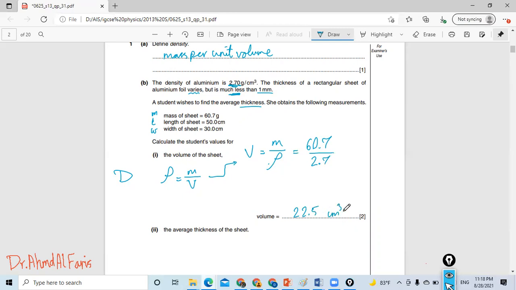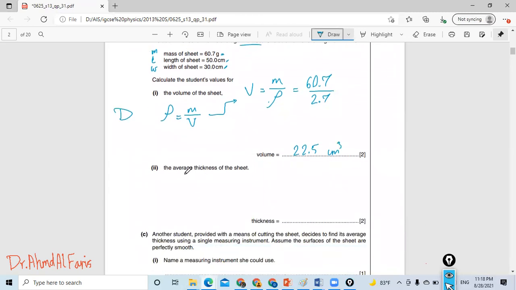Now, why do we put it in cubic centimeters? Because they give us the units here in grams and centimeters, even the unit in grams per cubic centimeter. Then they ask about the average thickness.